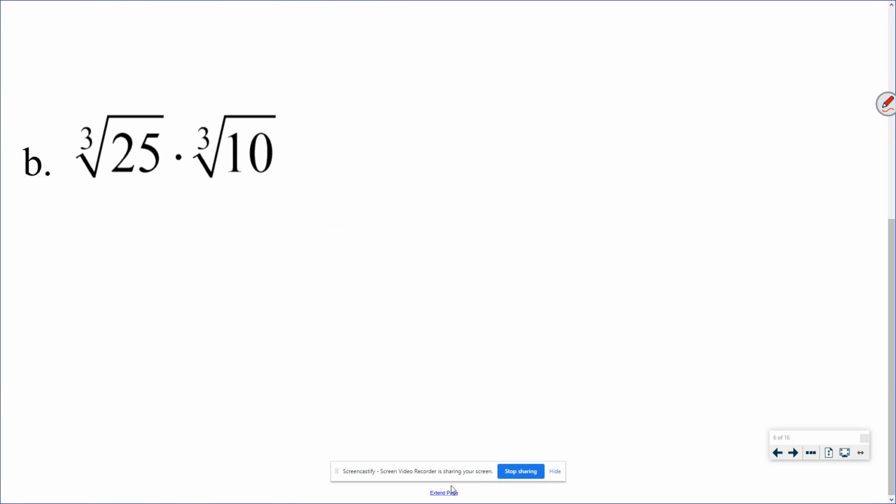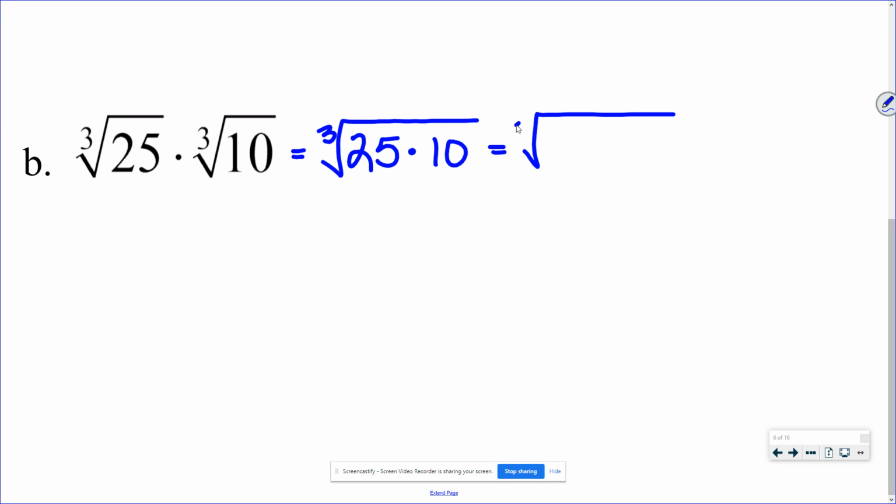Now the next one is a multiplication problem. So we're going to use the multiplication property that allows us to combine these two radicals. And I'm allowed to combine because they're both cube roots. So I can put 25 and 10 into one big radical like this and multiply those two values together, which would be 250. Now this answer is not correct. It's not completely done because I do still need to simplify the radical. It's kind of like simplifying a fraction.